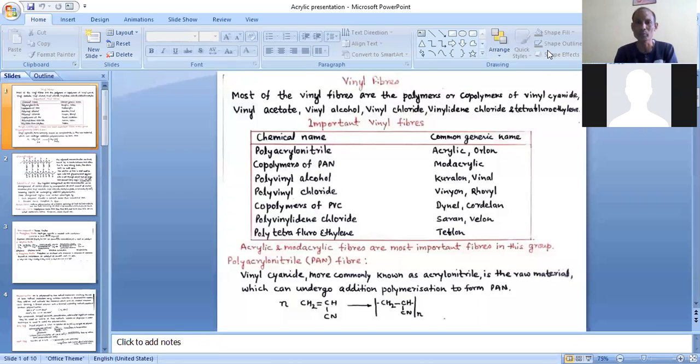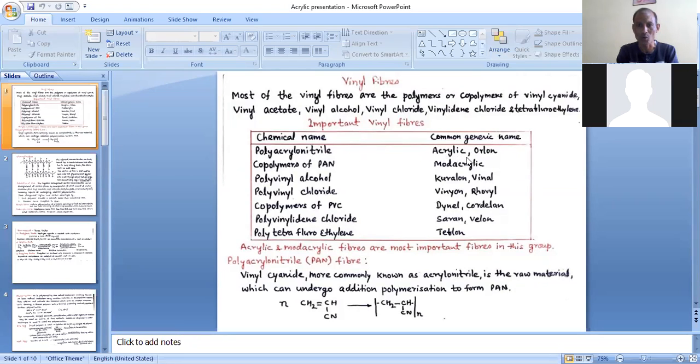And here we have some important vinyl fibers. In this table, we are indicating some of the important fibers which come in the category of vinyl synthetic man-made fibers. At the left side, you can see the chemical name of the fiber, and here the common generic name, the popular name used in the industry, is given. So if we take the chemical name polyacrylonitrile, then the fiber is named as acrylic or orlon.